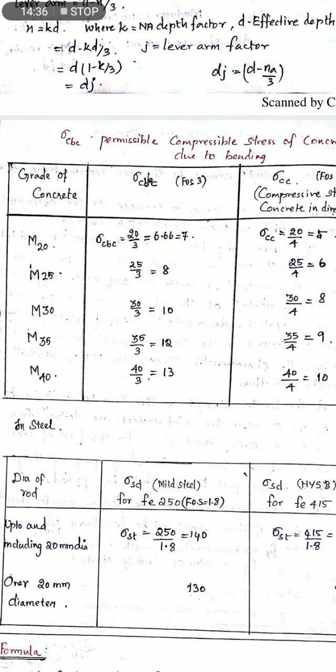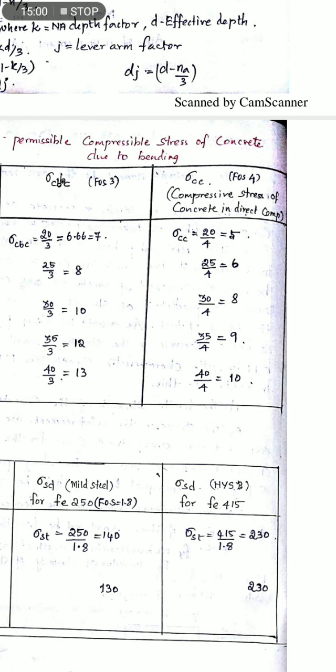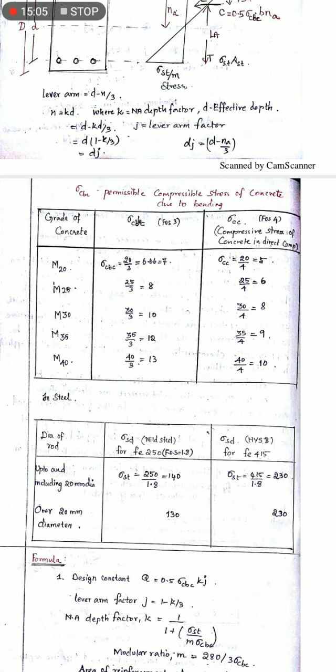For example, for M20 grade of concrete, the value is 20. 20 means the characteristic compressive strength of M20 grade of concrete. 20 divided by the corresponding factor of safety, that is 3, which is equal to 6.66, rounded up to 7. Similarly, sigma CC equals 20 divided by 4. The factor of safety value will vary for sigma CBC and sigma CC.